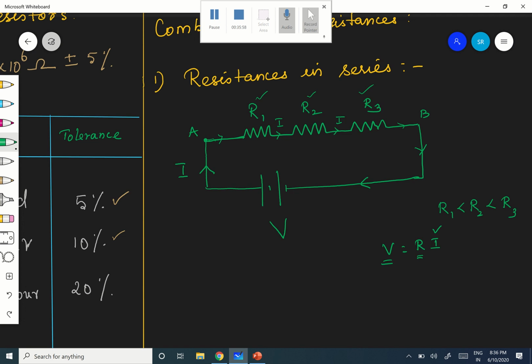Therefore, let me have this. The potential drop across R1, let it be V1. Potential drop across R2 is V2. And V3 is the potential drop across R3. Are you following?